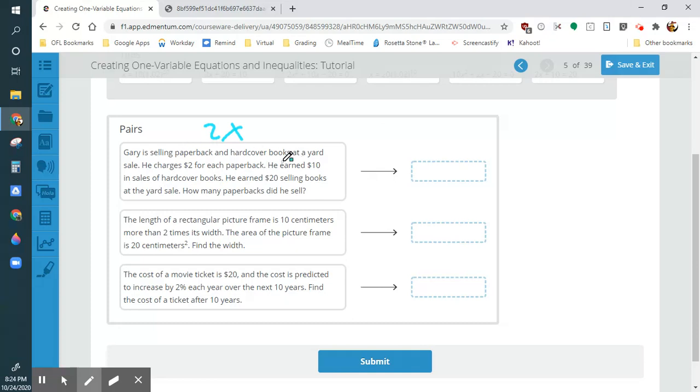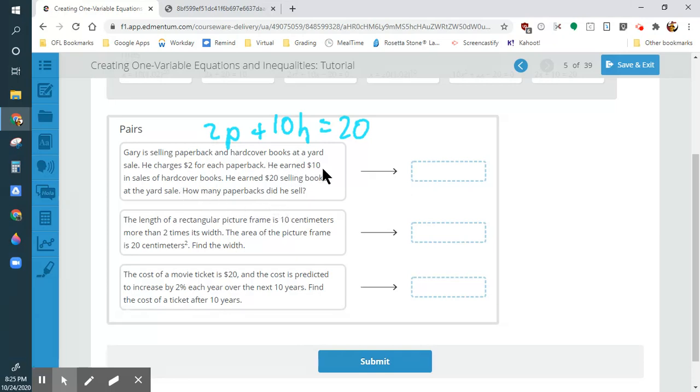So in this case, what we're doing here is we have 2 times x, and he's also earning plus 10 times y because these are hardcover books. Sometimes I recommend using variables that make a little more sense. So maybe instead of using x and y, if that doesn't work for you, call it p for paperback and h for hardcover book. And then we're going to say that he earned $20. So let's try to figure this out.